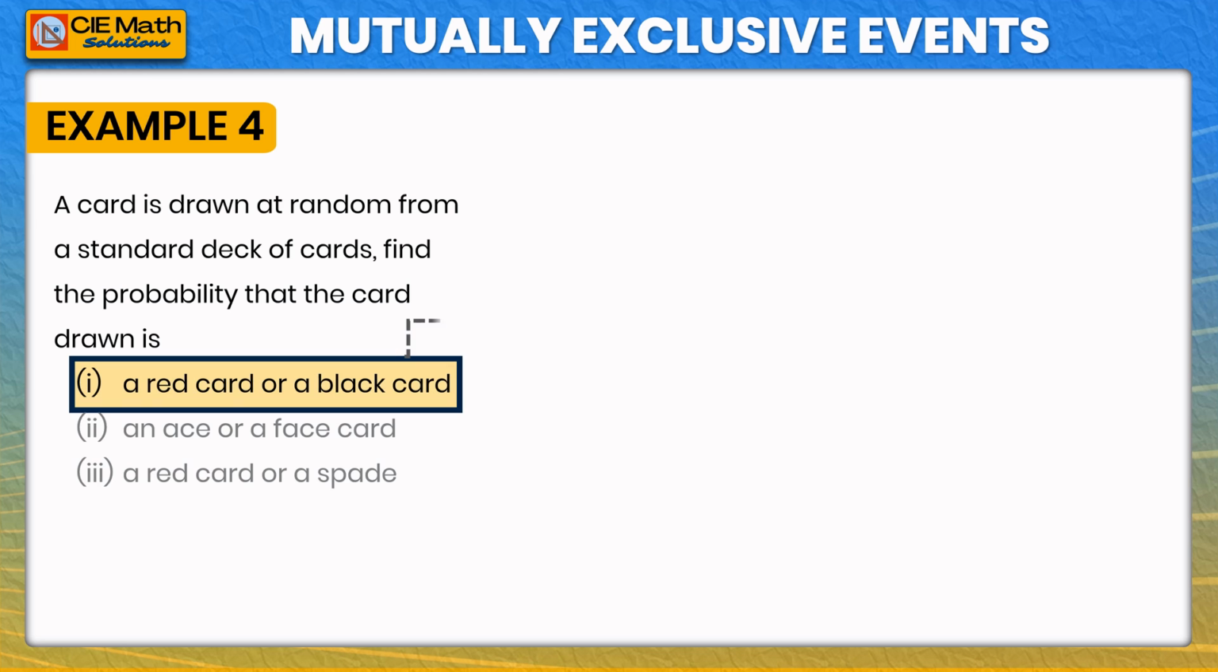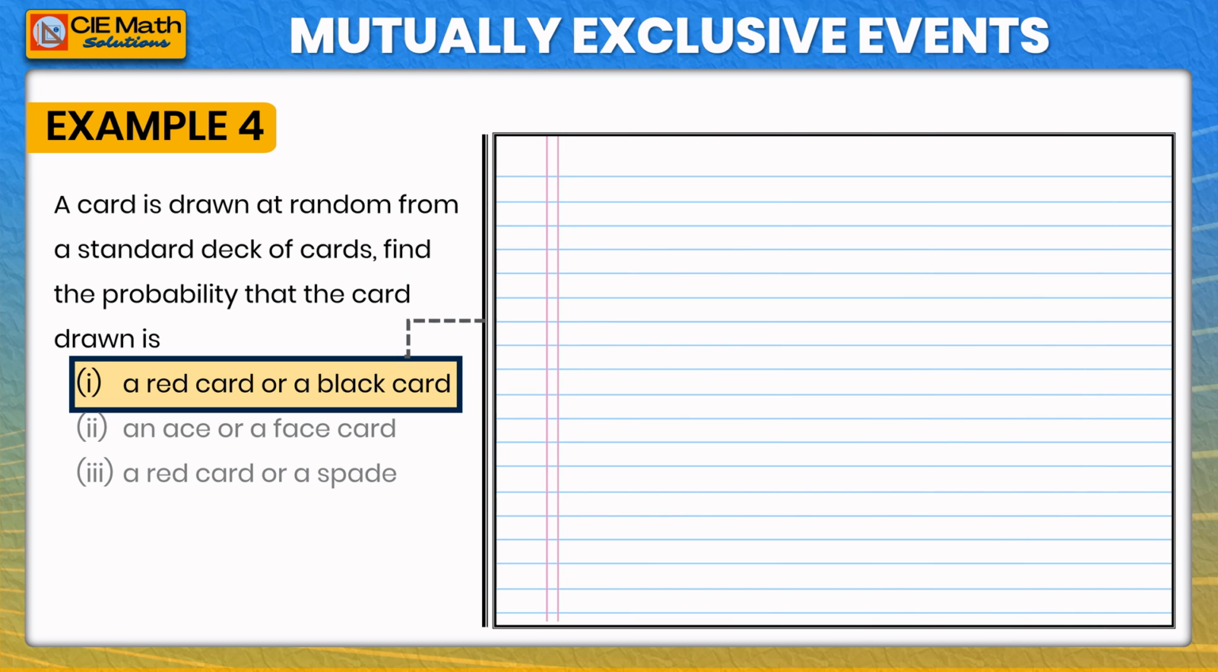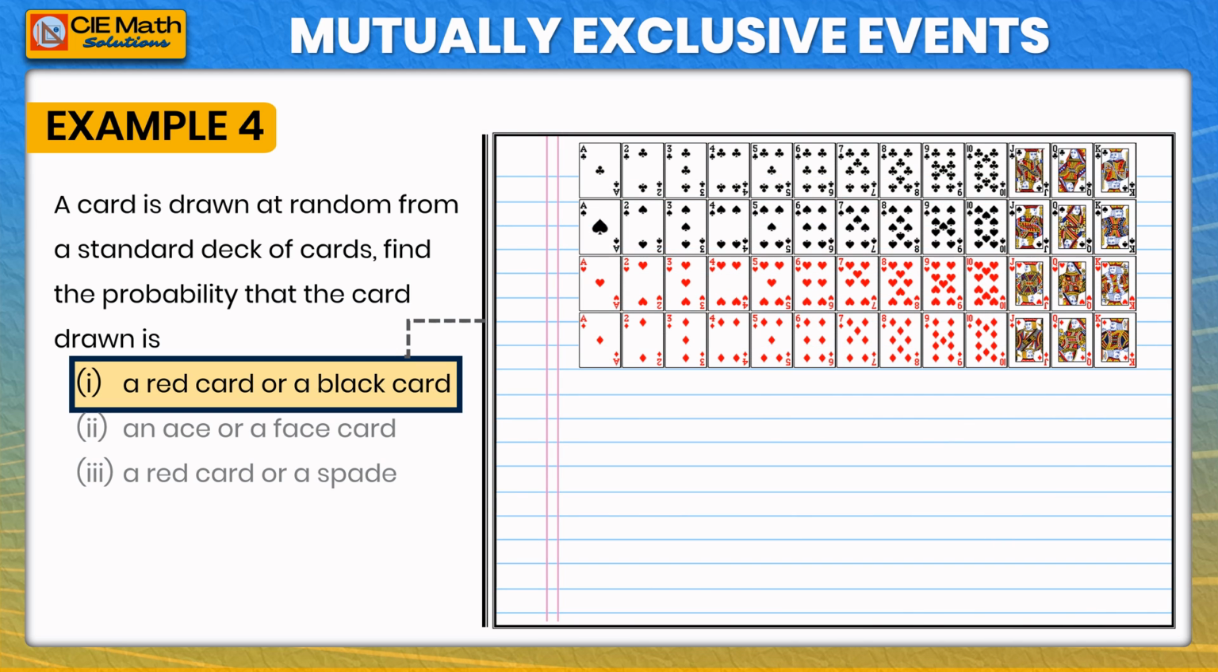Before we go to the probabilities, let us recall the standard deck of cards. Here is a standard deck of cards. There are 52 cards all in all. For I, a red card or a black card, we have the probability of a red card and then the probability of a black card.